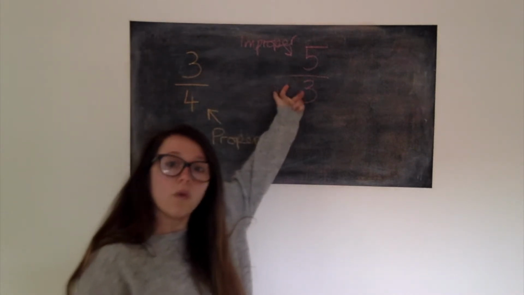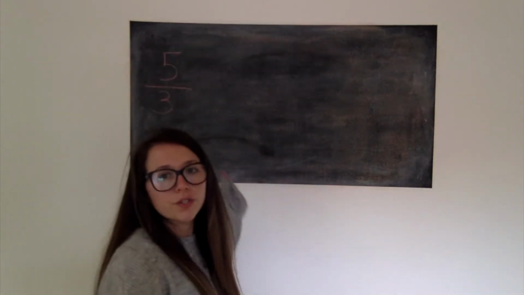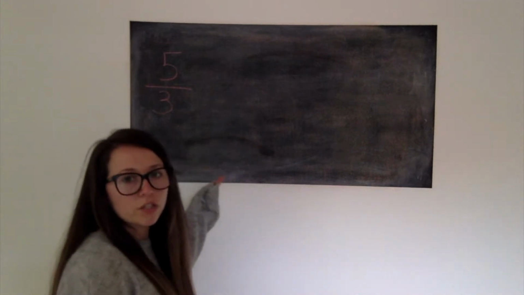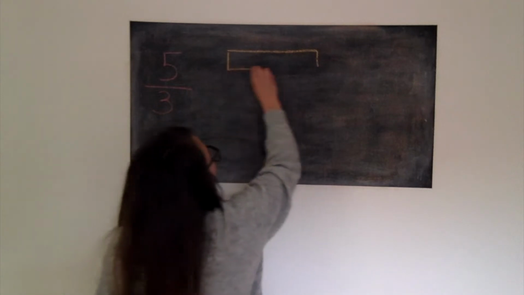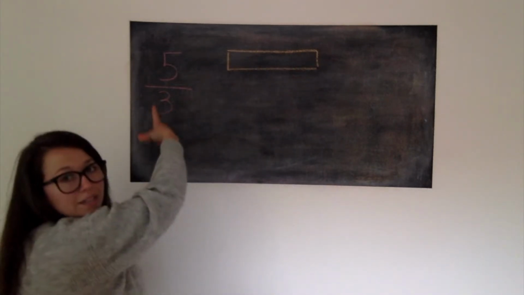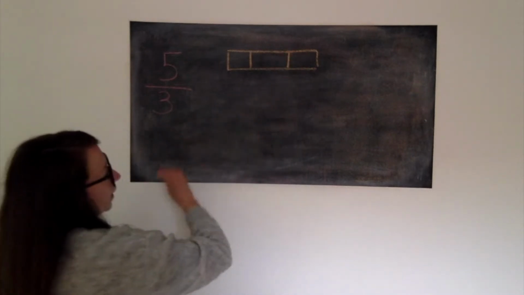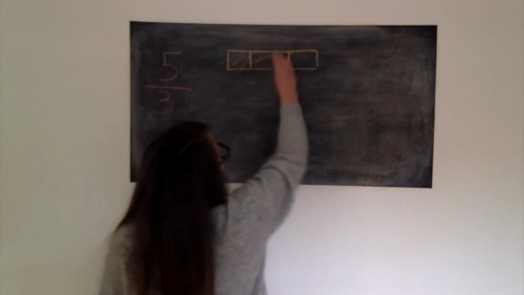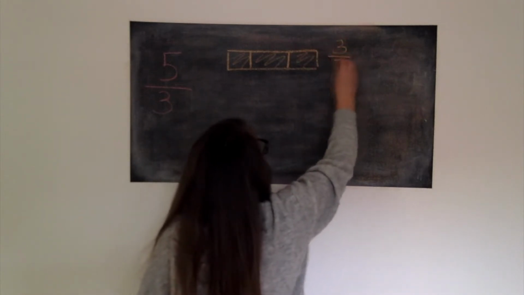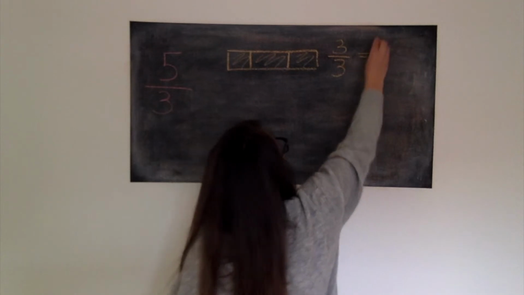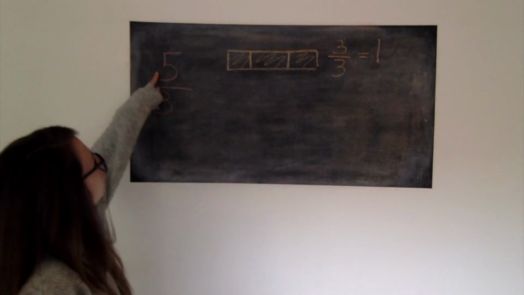We're going to have a look at what that looks like when we write it down, when we draw it out. To draw the fraction 5/3, which is an improper fraction, I need to start with my bar. I'm going to split my bar into 3 because that is my denominator. So I have 3 parts. If I had all 3 parts, we can say that's 3/3, which is the same as 1 whole. But 3/3 isn't enough. I need 5/3.